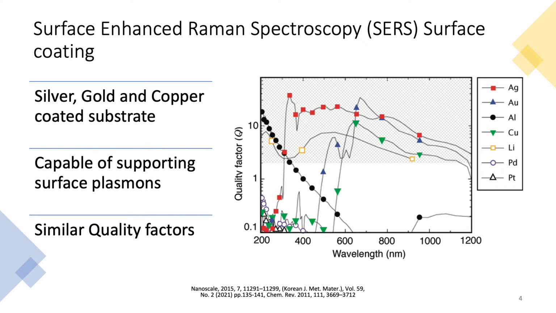As you can see, silver has the best quality factor across the largest spectrum of light, 300 to 1200 nanometers. Meanwhile, copper and gold have limited LSPR excitation wavelengths, unlike silver, only from 500 to 600 nanometers.